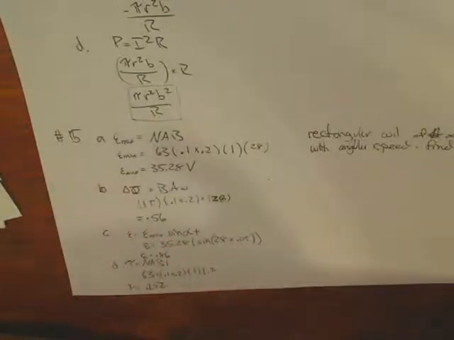The last thing it asks you for here is the torque, which is going to be the number of turns times the area times the field times the length, which again is going to be given as 63 times 0.1 times 0.2 times 1 times 0.2, and is going to give you a torque of 0.252. So that is WebAssign test number 7, David Engell corrections.